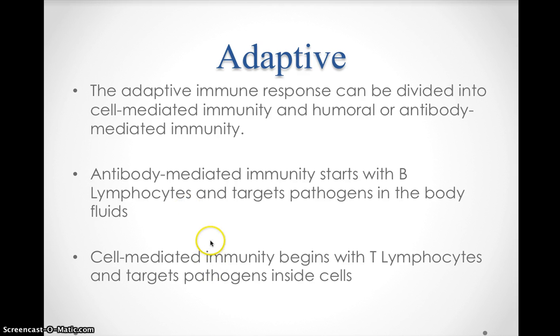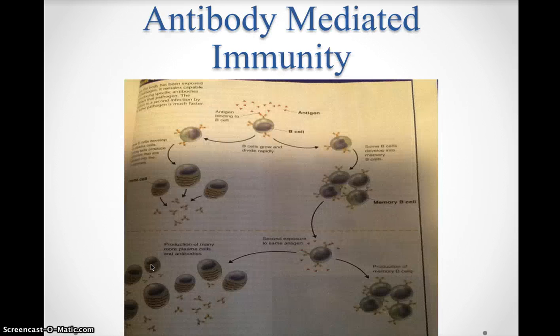So the differences between the two is basically antibody-mediated immunity will target pathogens that are in your bodily fluids like blood. Cell-mediated immunity targets pathogens that they've already gotten inside your cells. And antibody-mediated immunity begins with B lymphocytes. Cell-mediated immunity begins with T lymphocytes.